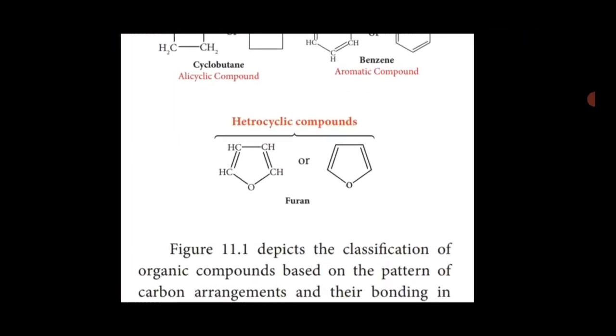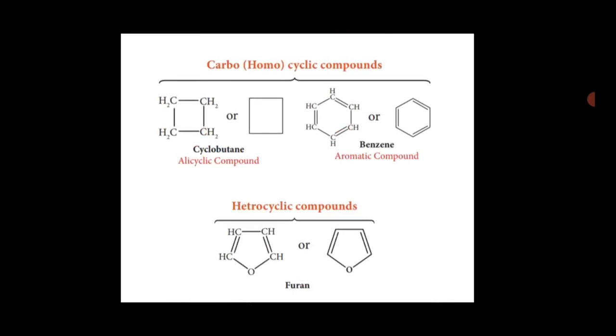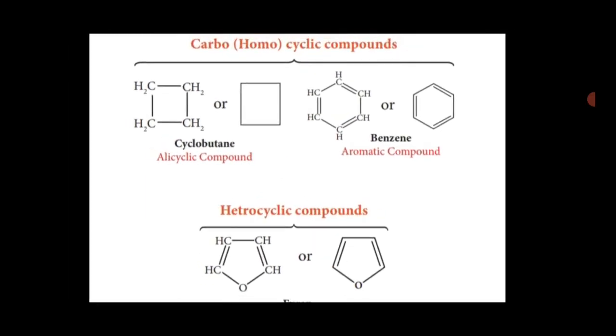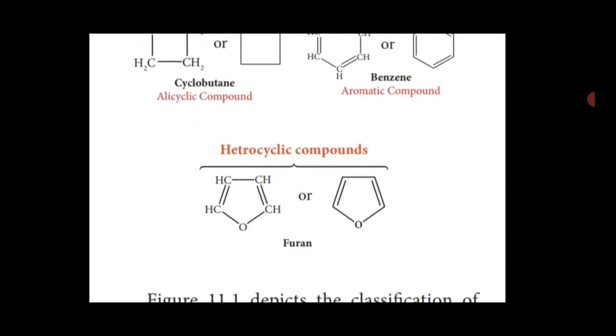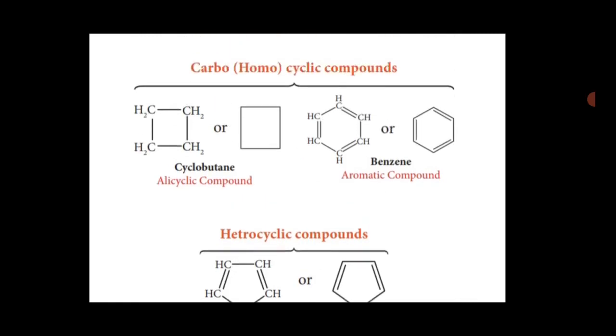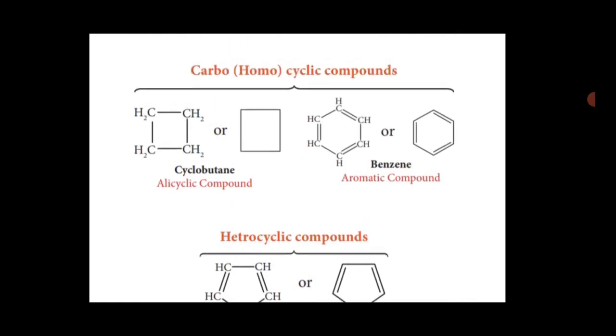Example: carbocyclic, that means homocyclic compound. Example: cyclobutane. This is the structure of cyclobutane. This is an alicyclic compound. Aromatic compound: benzene. Heterocyclic compound: furan. These are examples of homocyclic and heterocyclic compounds.